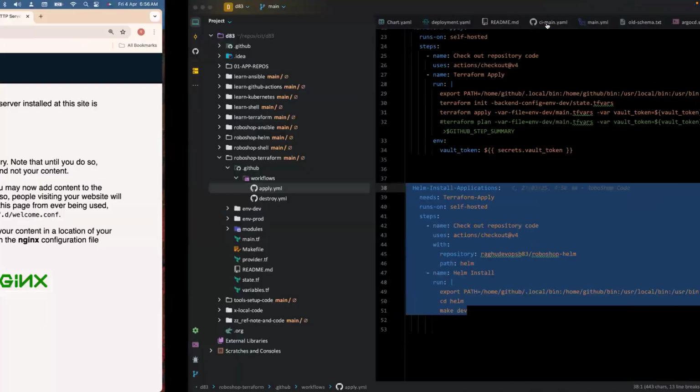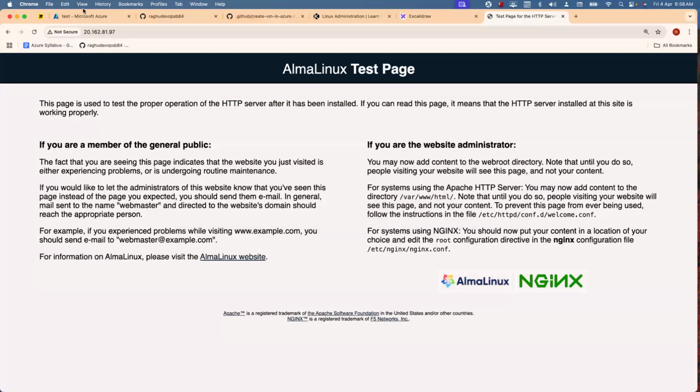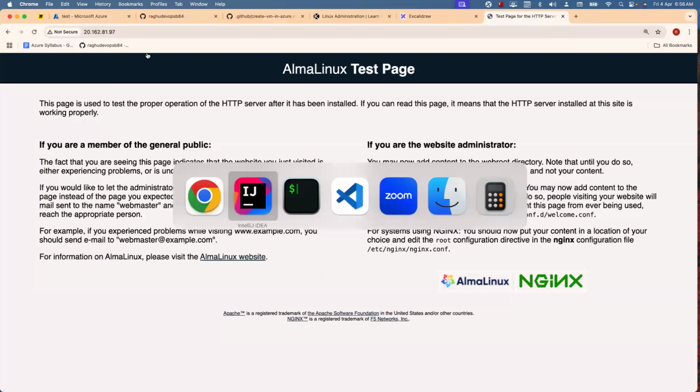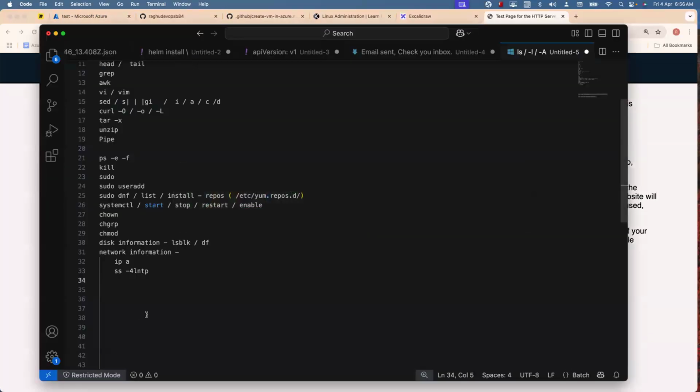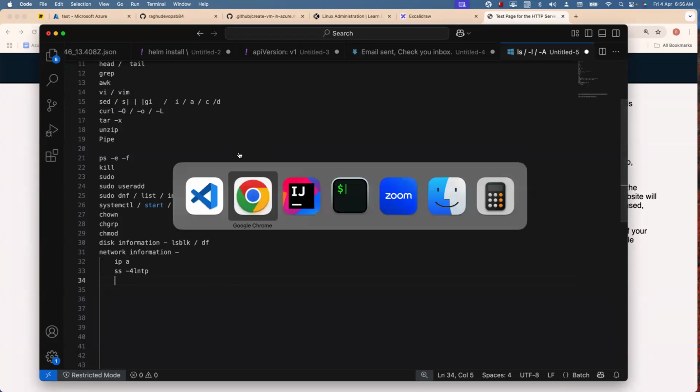So here you can check all the ports by using the ss -4lntp command. You will see all the ports which are open on the system. ip a will show your IP address, and ss -lntp will show open ports.